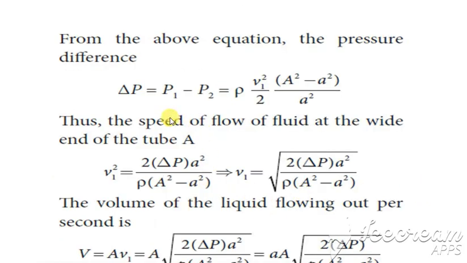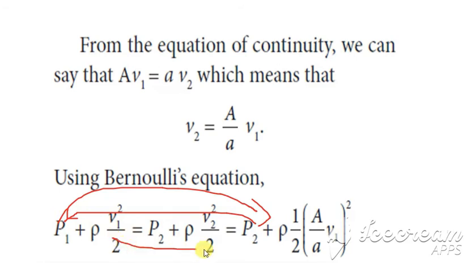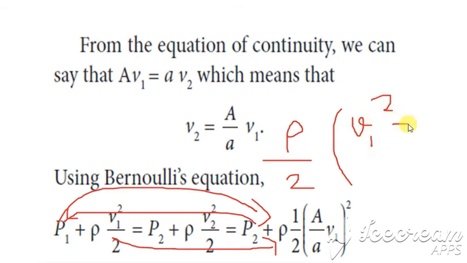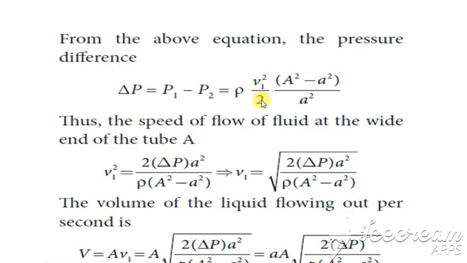Now, P1 minus P2. When we subtract this same equation, P2 is being brought here, so P1 minus P2, and this term comes over here. When bringing this term here, rho by 2 is constant in both, so we take it out. Then the remaining is V1 square minus V1 square. In the same way V1 square can also be taken out, and so we get rho V1 square by 2 into the bracket of A square minus a square divided by a square.